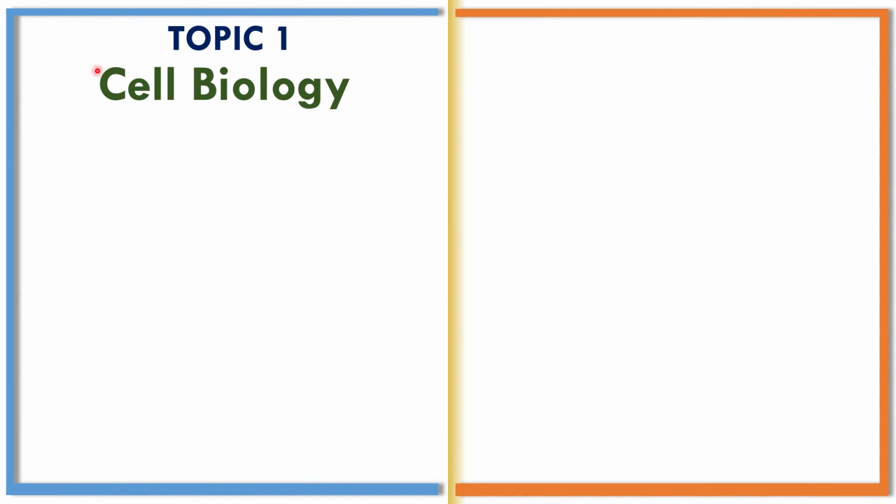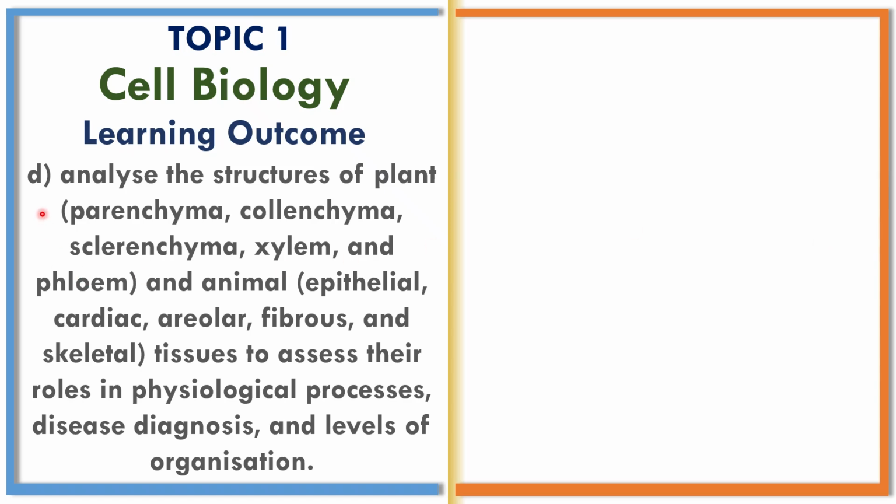I welcome you to Topic 1, Cell Biology. Our learning outcome is D. Analyze the structures of plant, parenchyma, collenchyma, sclerenchyma, xylem and phloem, and animal, epithelial, cardiac, areolar, fibrous and skeletal tissues to assess their roles in physiological processes, disease diagnosis, and level of organization.